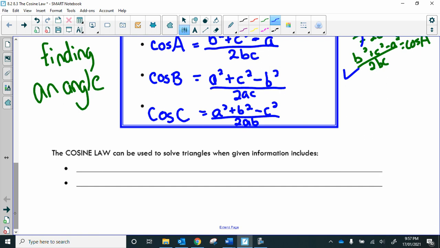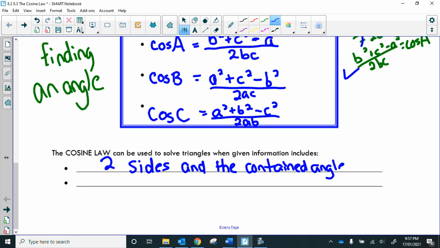So the cosine law can be used to solve triangles when the given information includes, so you're either given two sides and the contained angle. That just means the angle in between the two sides. Or you're given all three sides.